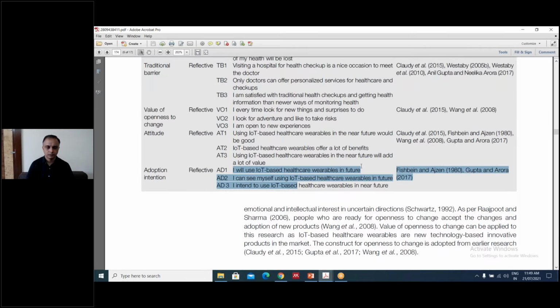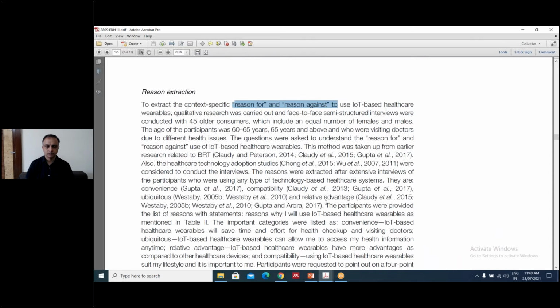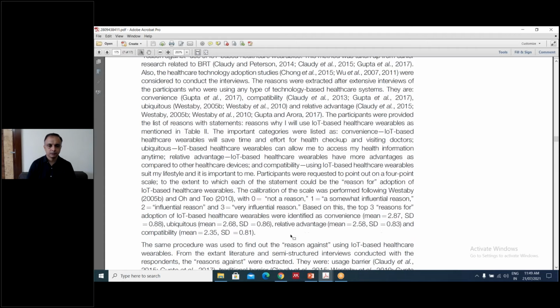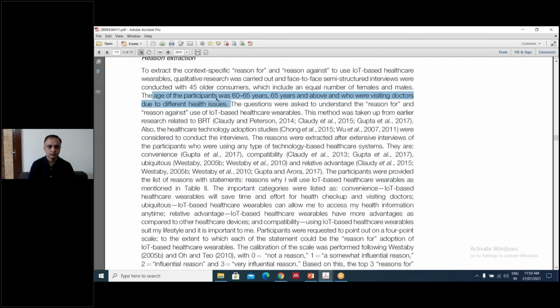It is called reason extraction. So where do I extract these reasons? This reason extraction typically happens because I have to explain the reasons for and reasons against the adoption of the technology. Here I typically use a qualitative mechanism, qualitative research, or what I call talking with the SMEs, subject matter experts. This is where we talk to them. I will just highlight that particular part for you. You can see who my sample respondents are: typically people of this age group, who must have some health issues and were frequently visiting doctors. This was my sample selection.